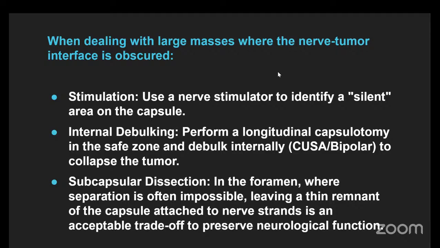Internal debulking is again a go-to thing. You're going to do a capsulotomy, and then you're going to debulk internally just like you would have debulked a meningioma. And then what happens? The tumor capsule collapses on itself, and then you can gently peel it away. And if it cannot be peeled away, you have two options. If the nerve root is functional, you leave a small residual. If the nerve root is not functional, then you can sacrifice it.